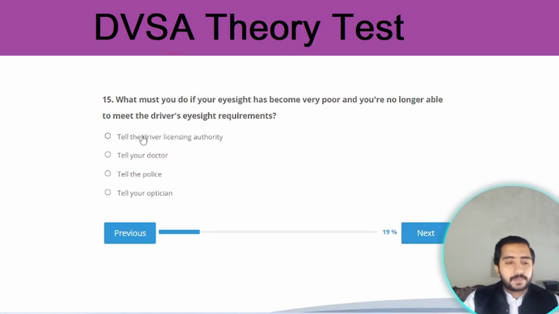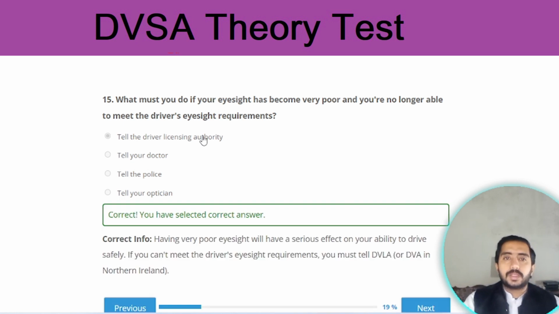Next question. Question number 15. What must you do if your eyesight has become very poor and you are no longer able to meet the driver eyesight requirements? The correct answer is tell the driver licensing authority. Option A is the correct one.